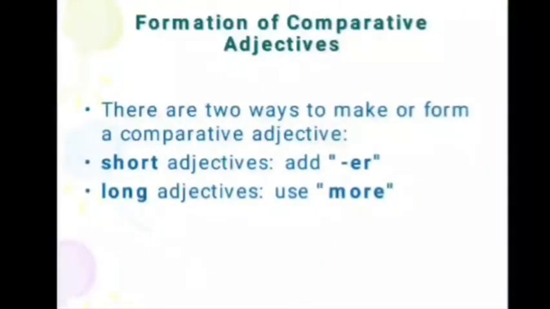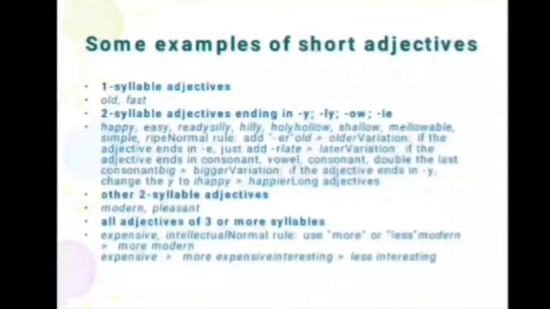Formation of comparative adjectives. There are two ways to form comparative adjectives. Short adjectives add er, long adjectives use more. Beautiful is a long adjective, while happy is a short adjective, so happier, and beautiful, a long adjective, will take more beautiful. Some examples of short one-syllable adjectives: old and fast, they will be older and faster.